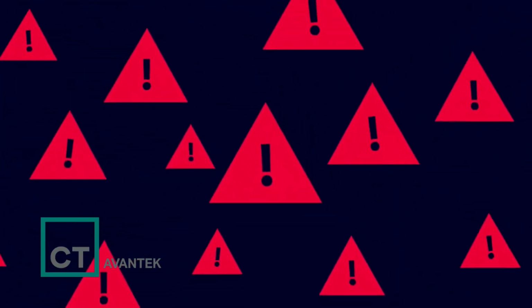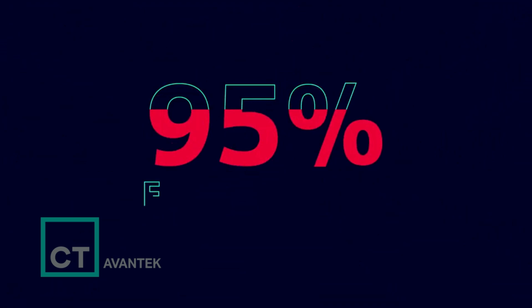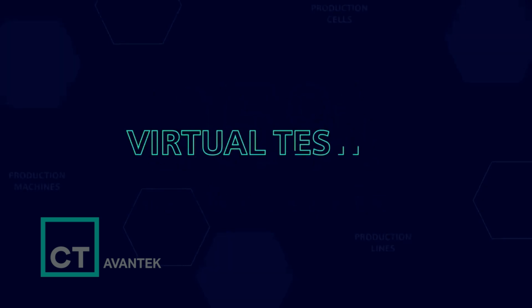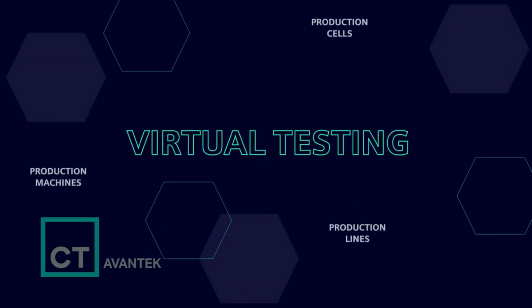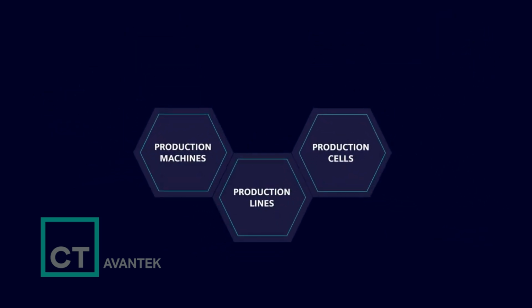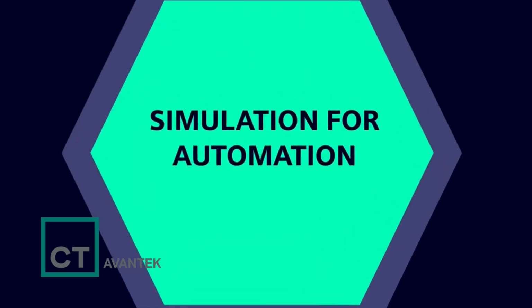Would you like to find out how you can prevent up to 95% of all errors at an early stage before the commissioning of your production lines? And above all, how you can virtually examine the interaction of many components with little effort? It's simple. With Simulation for Automation.